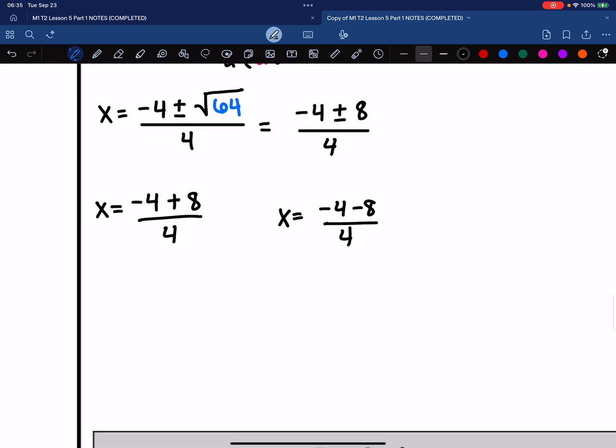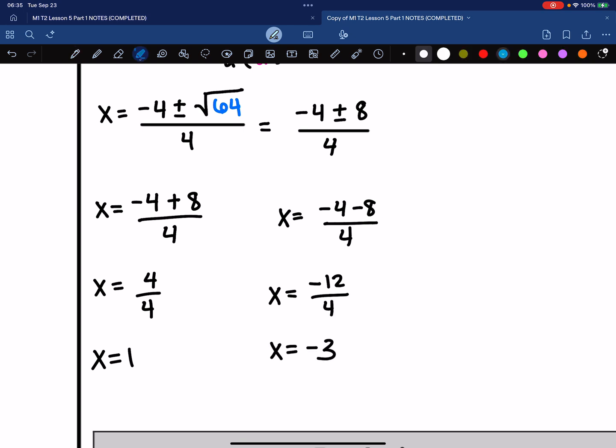Okay, so we simplify this. Negative 4 plus 8 is 4 over 4, and x is equal to 1. On the second equation, negative 4 minus 8, that is a negative 12. Negative 12 over 4 is a negative 3. So we now have our two solutions.